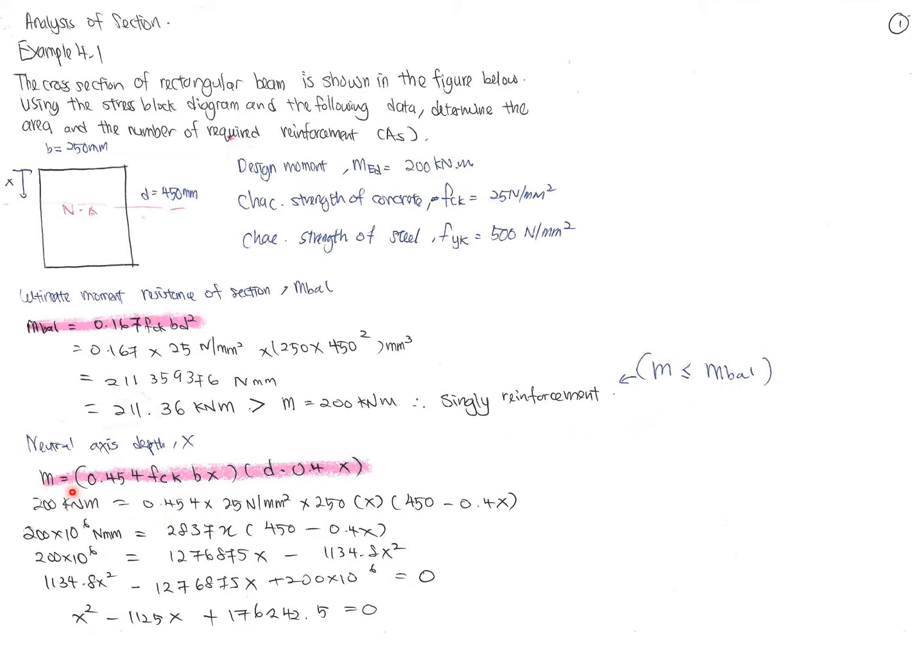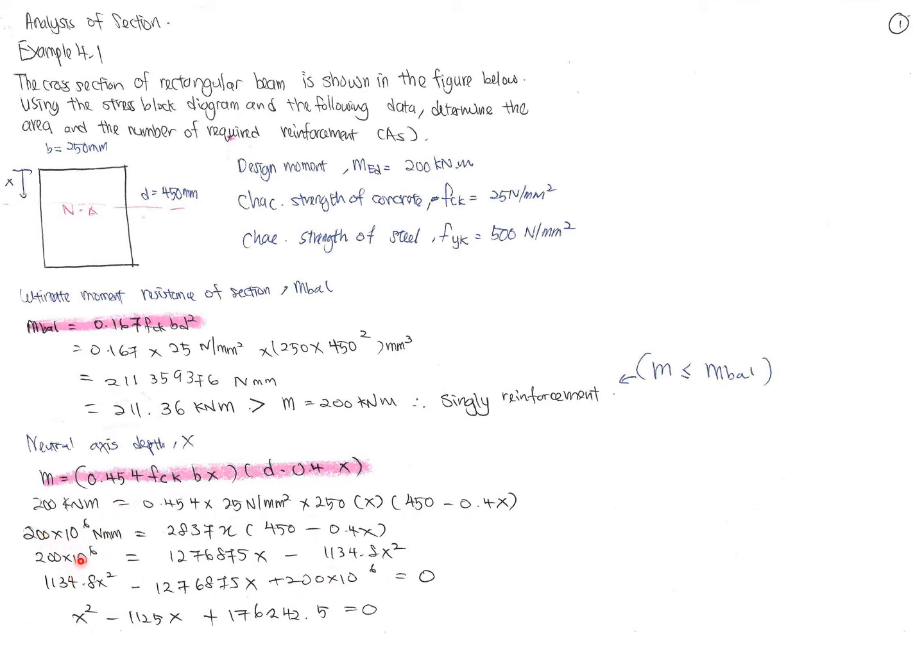Okay, so the neutral axis x. Now we need to get the x value. We know that M is equal to 0.45 fck b x times d minus 0.4x. This is all in the theory explanations. You can get this equation from the previous explanation on the theory in the slides. So you substitute the value of M, and then the value of fck, b, and x, and d is 450 minus 0.4x, and you will get these equations.